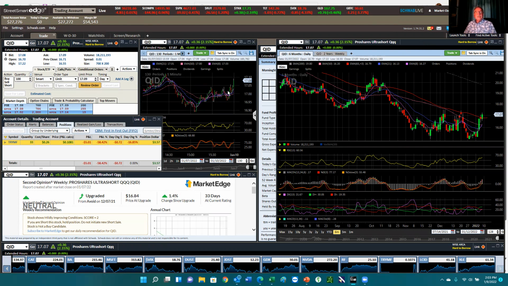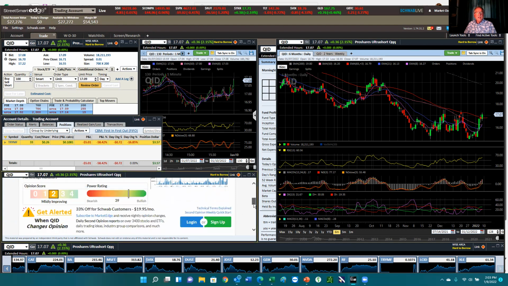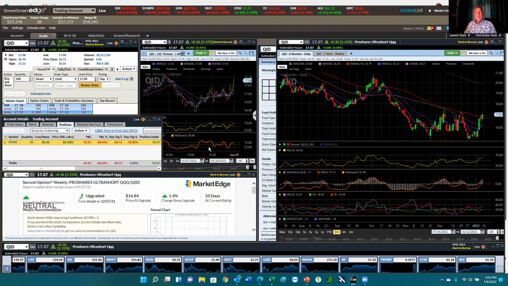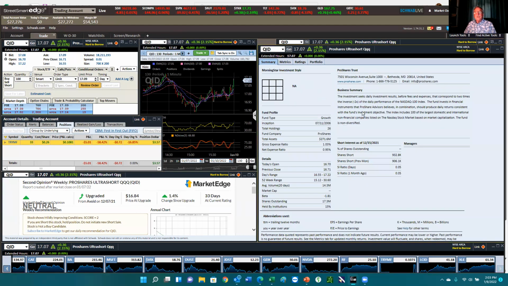And so back to our trading view. We've got a 1-minute chart here. This is coming up. This might be good if it breaks that 1750. Down here is Market Edge. This will give you something on what Market Edge thinks about this particular stock. It's got a neutral rating on it right now. And behind this screen right here is some information about the stock.